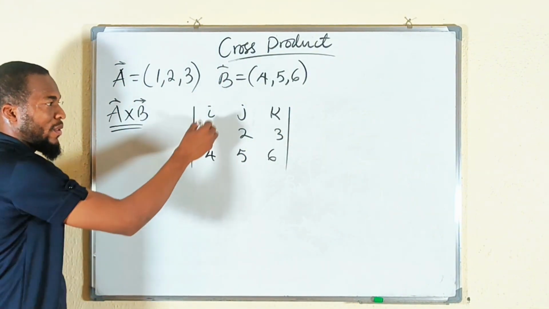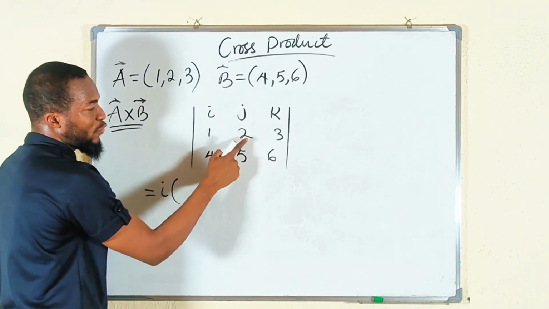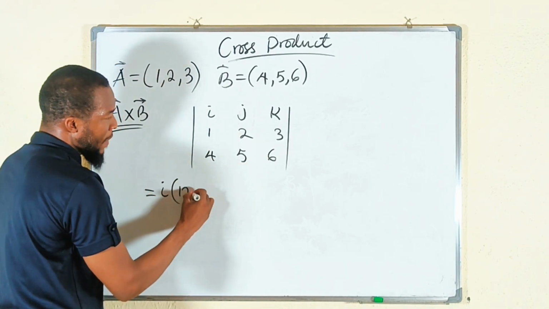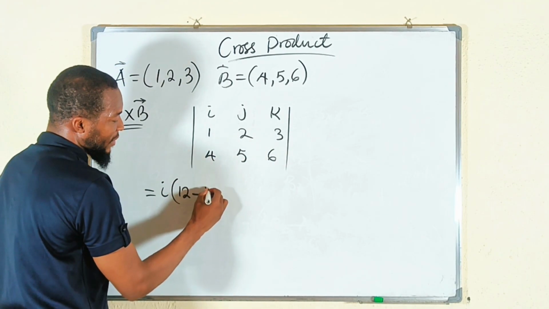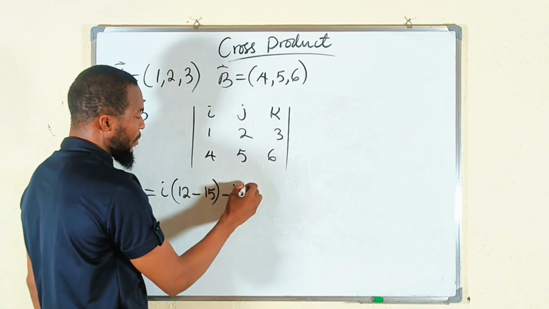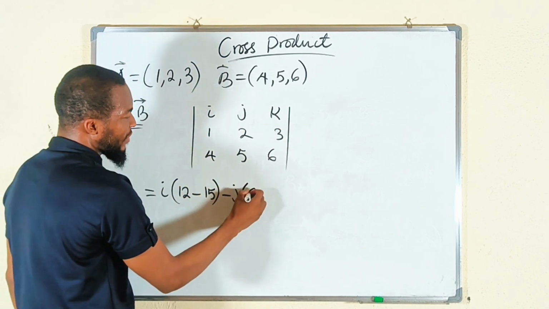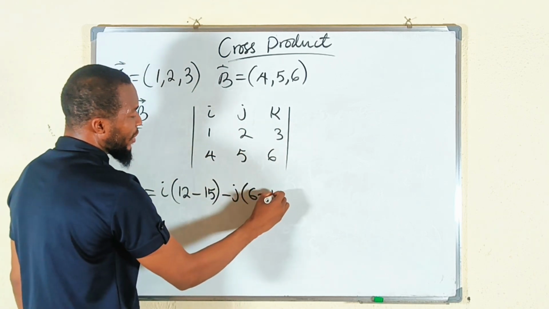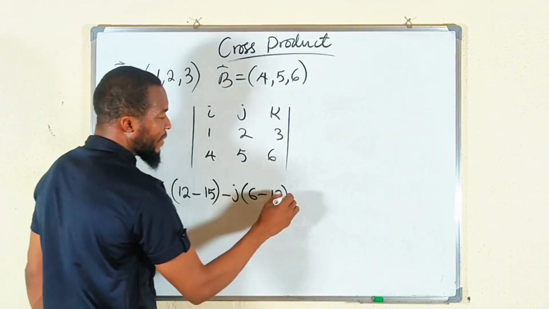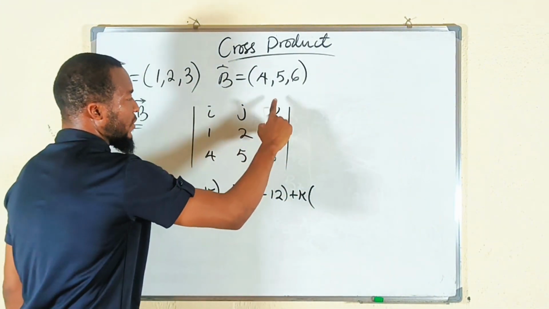The first step is to close this and that. You have your i. This is going to be 2 times 6, which is 12, minus this times this, which is 15. Then minus j, multiplied by, you close this, you close that. 1 times 6 is 6, 4 times 3 is 12, you minus 12. Then lastly, plus k multiplied by, you close this and that.